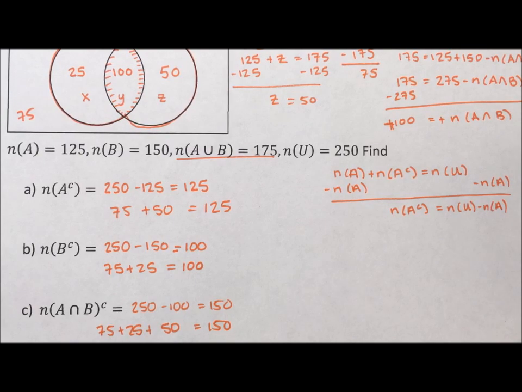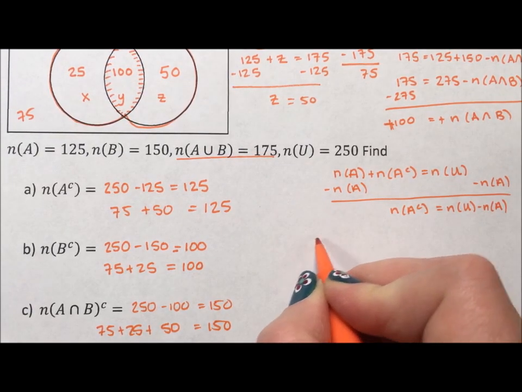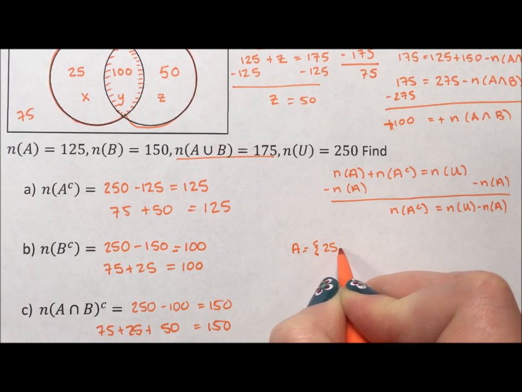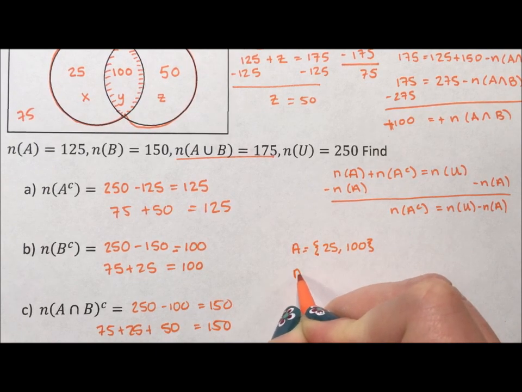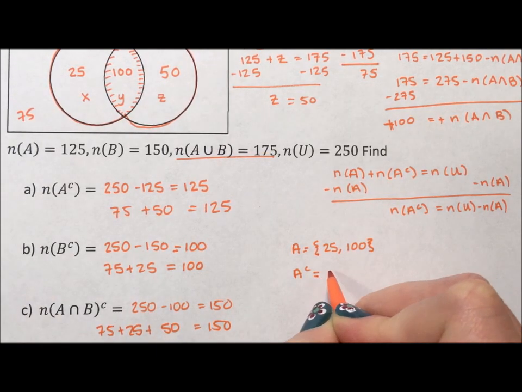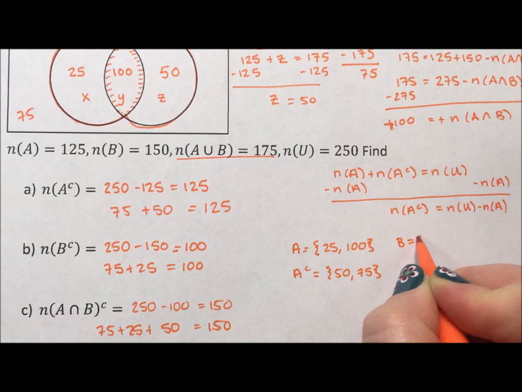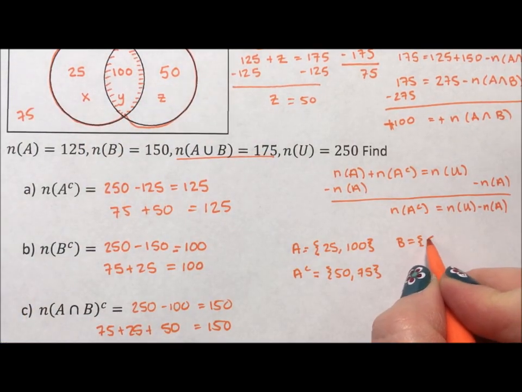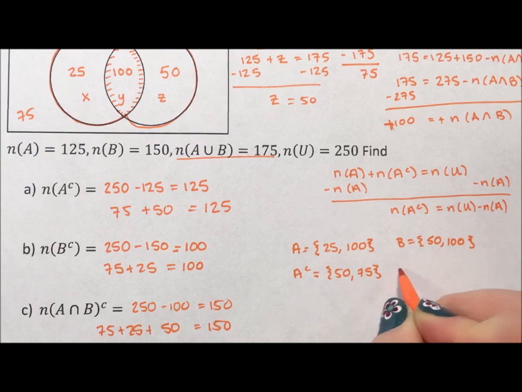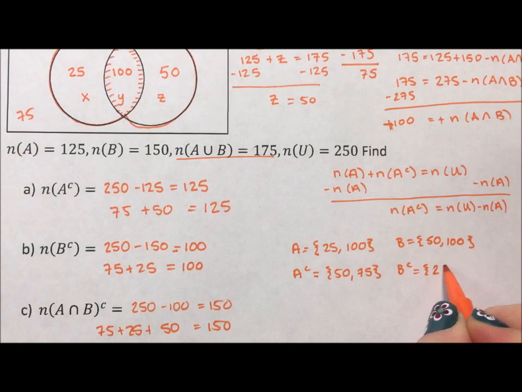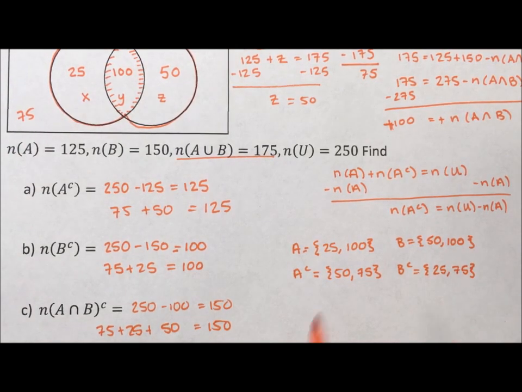But there's one more way to approach these problems, and that is I could set up a set and say that A is set up of the elements 25 and 100. And A's complement is set up of the pieces that are outside, which is 50 and 75. B is set up of the pieces 50 and 100. And B's complement is set up of the pieces 25 and 75. And now you can see from A's complement, I could just add these two together. For B's complement, I could just add these two together.